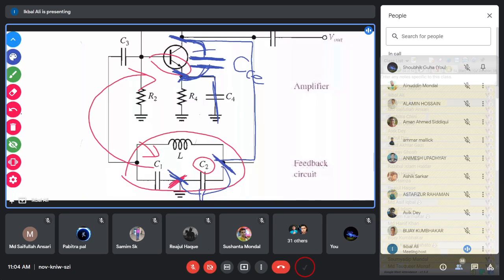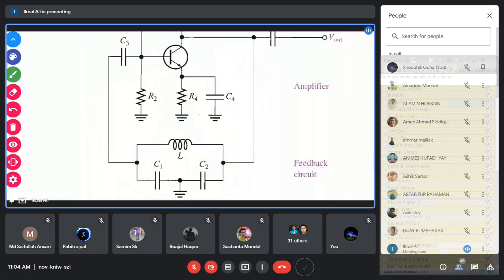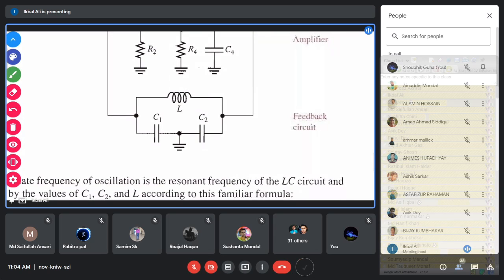So in this way, instead of only C2, you have another capacitor coming here.